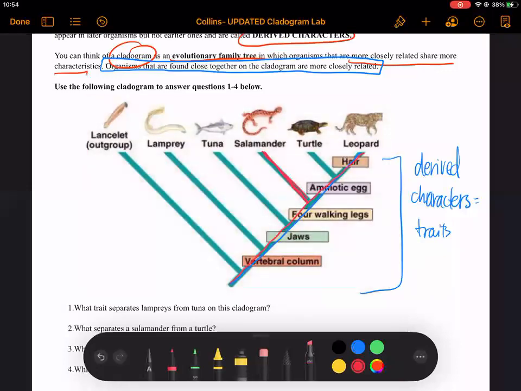So for example, does this salamander have amniotic eggs? No, right? Because it doesn't pass through that trait. Okay? So let's keep that in mind as we go through our questions.